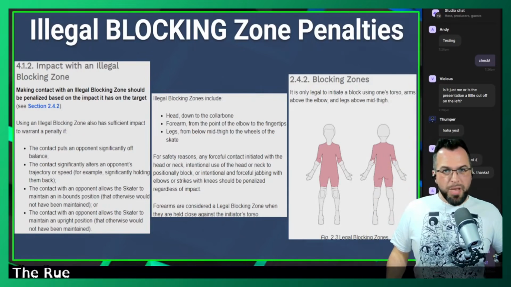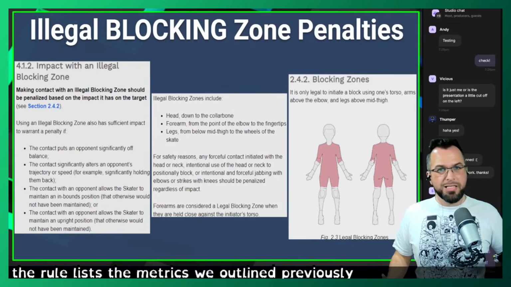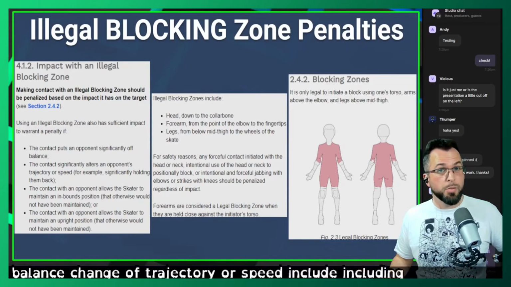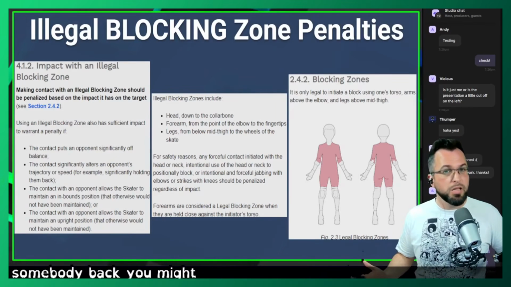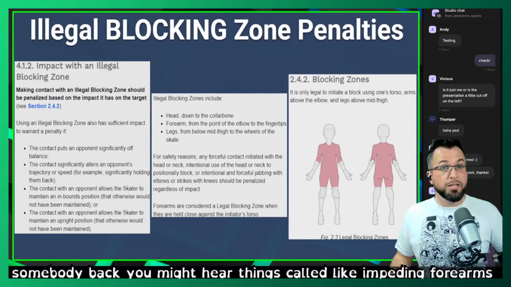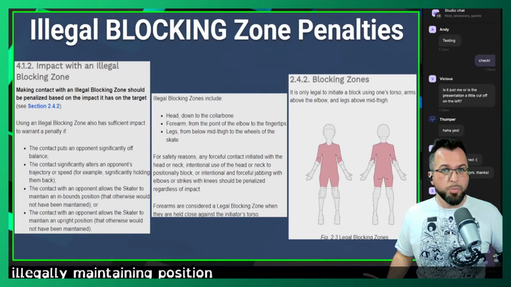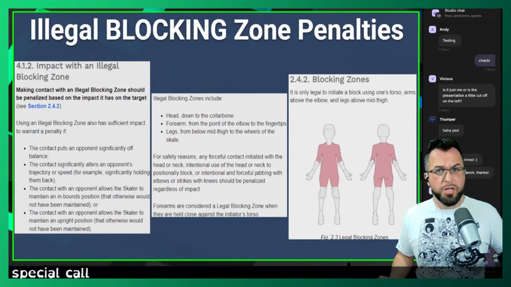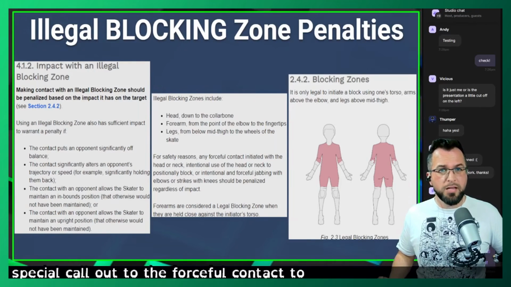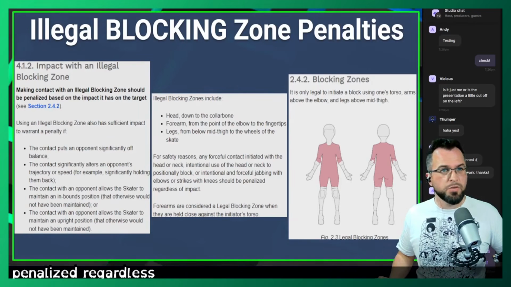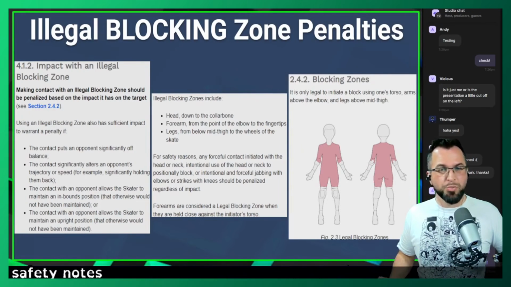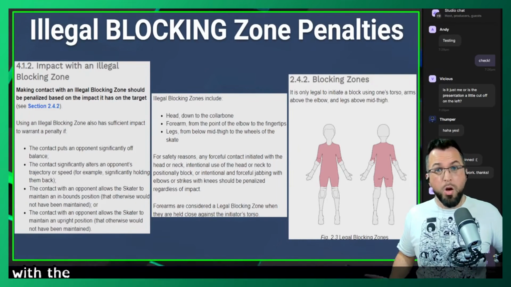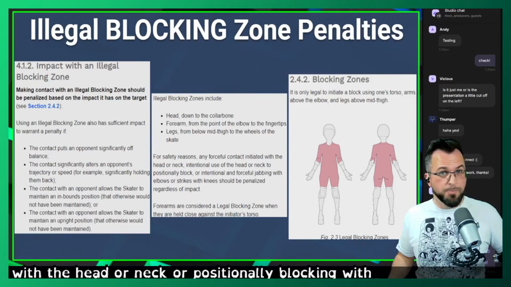The rule lists the metrics we outlined previously: significantly off balance, change of trajectory or speed, including holding somebody back. You might hear things called like impeding forearms. Illegally maintaining position, holding on to an opponent in order to not go out of bounds, like holding yourself upright using an opponent. Special call out to the forceful contact to the back, head, neck, penalized regardless of impact for safety reasons. Once again, safety notes as previously mentioned, forceful contact initiated with the head or neck or positionally blocking with the head or neck.